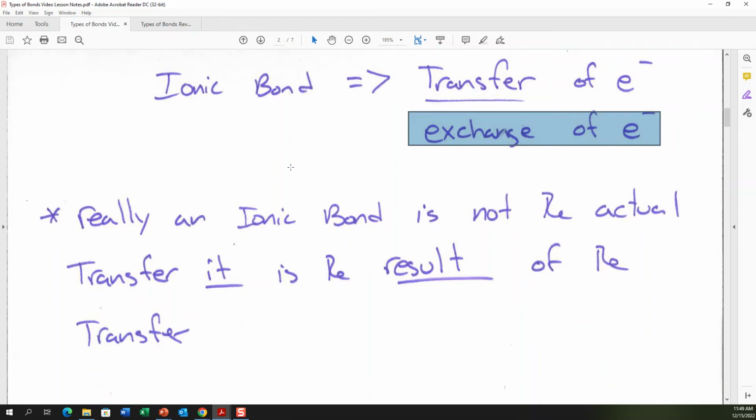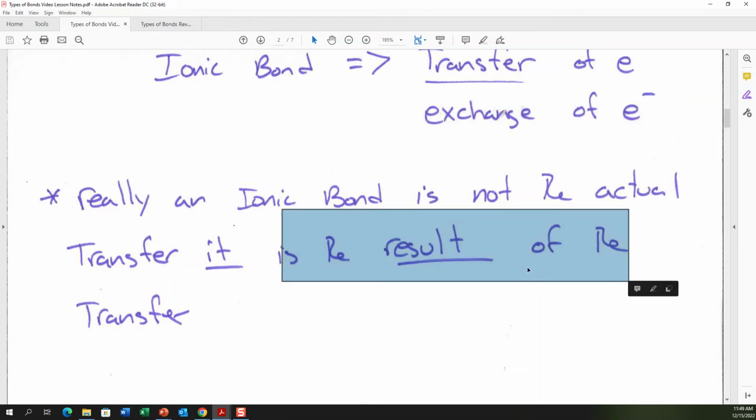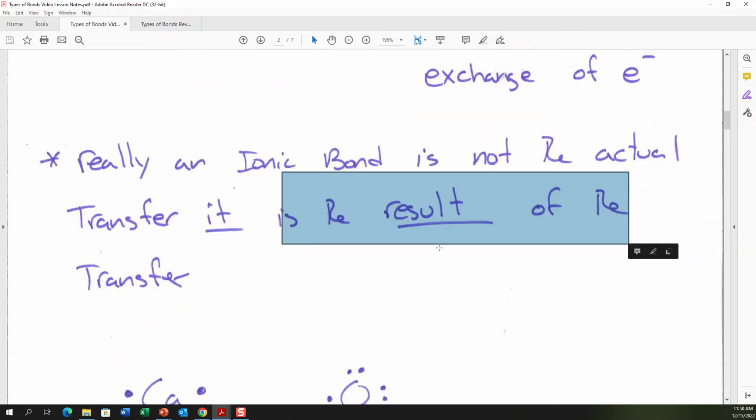Now, technically, an ionic bond isn't the transfer of electrons. It's not the fact that sodium gives an electron to chlorine. That's not what an ionic bond is. The ionic bond is the result of the transfer. So a lot of times we just say ionic means transfer electrons, covalent means sharing electrons, but really the ionic bond is the result that electrons have been exchanged. Okay, so I'll show you what I mean by that.